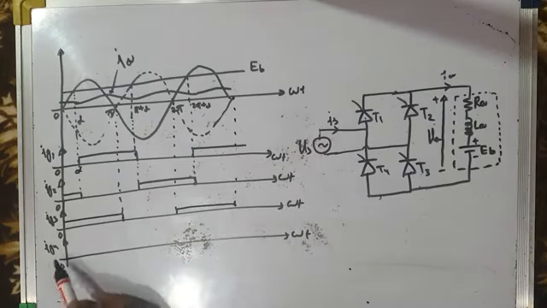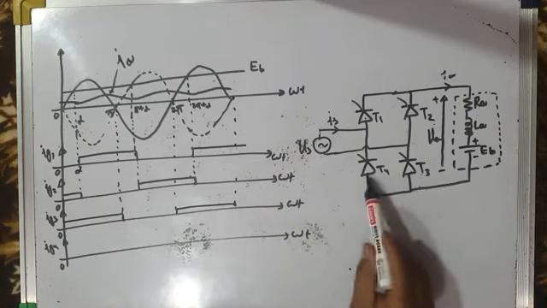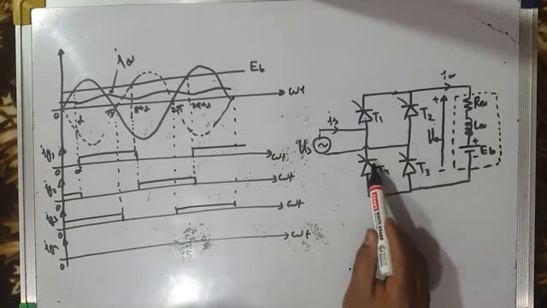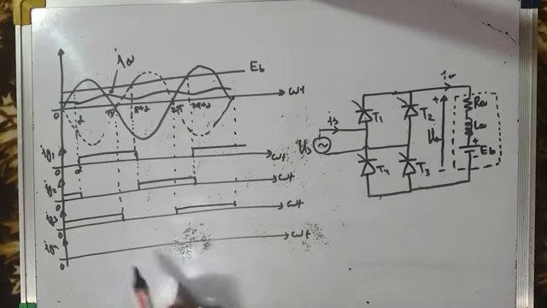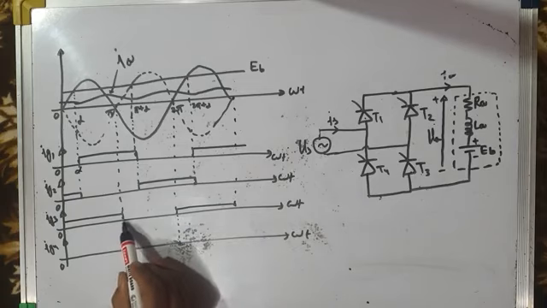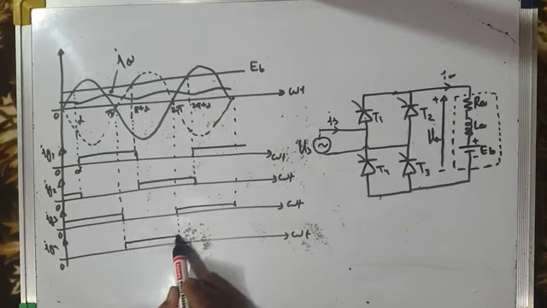And what about firing pulse for T4? T3 and T4 will be complementary to each other. That means whenever T3 firing pulse is high, T4 will be low. When this is low, this will be high. So since IG3 is low during this period, IG4 will be high during this period. So this is the firing pulse pattern.